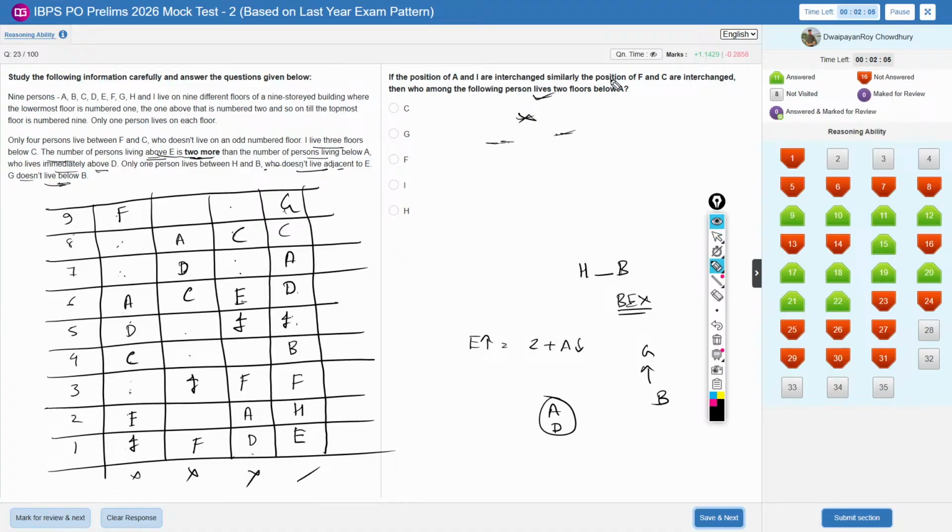If the position of A and I are interchanged, similarly F and C interchanged, among the following persons who lives 2 floors below A? 1, 2, so C. If all the persons are arranged in alphabetical order from bottom to top, how many remain unchanged? So A, B, C, D, E, F, G, H, I. So none.